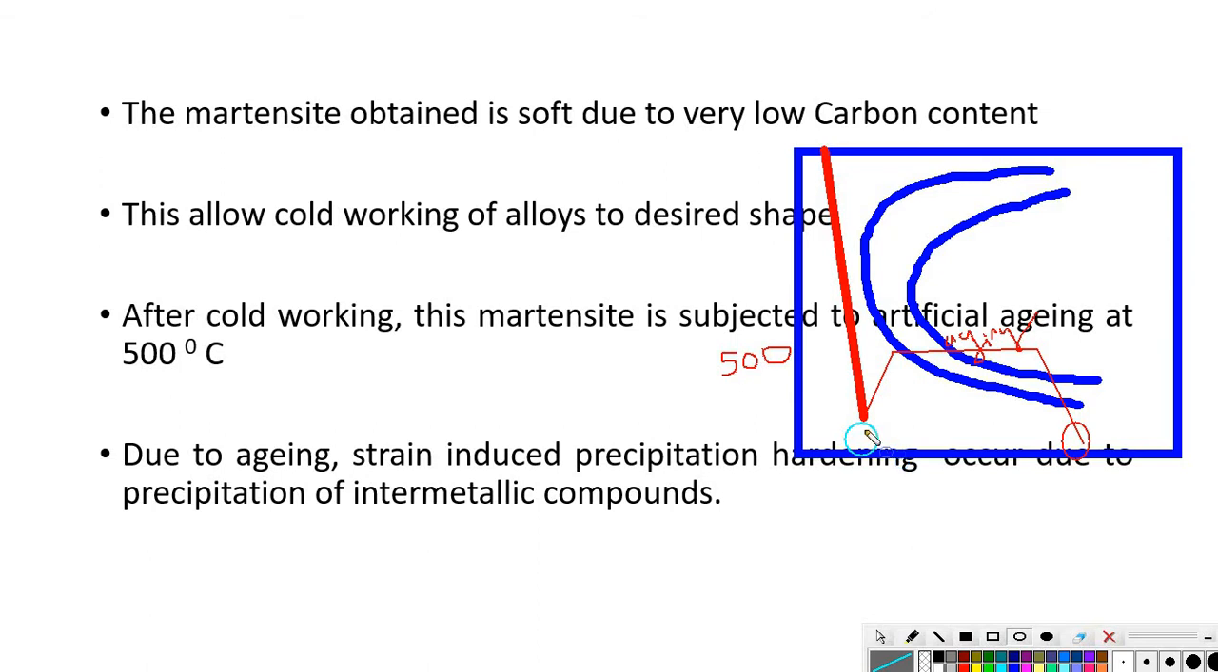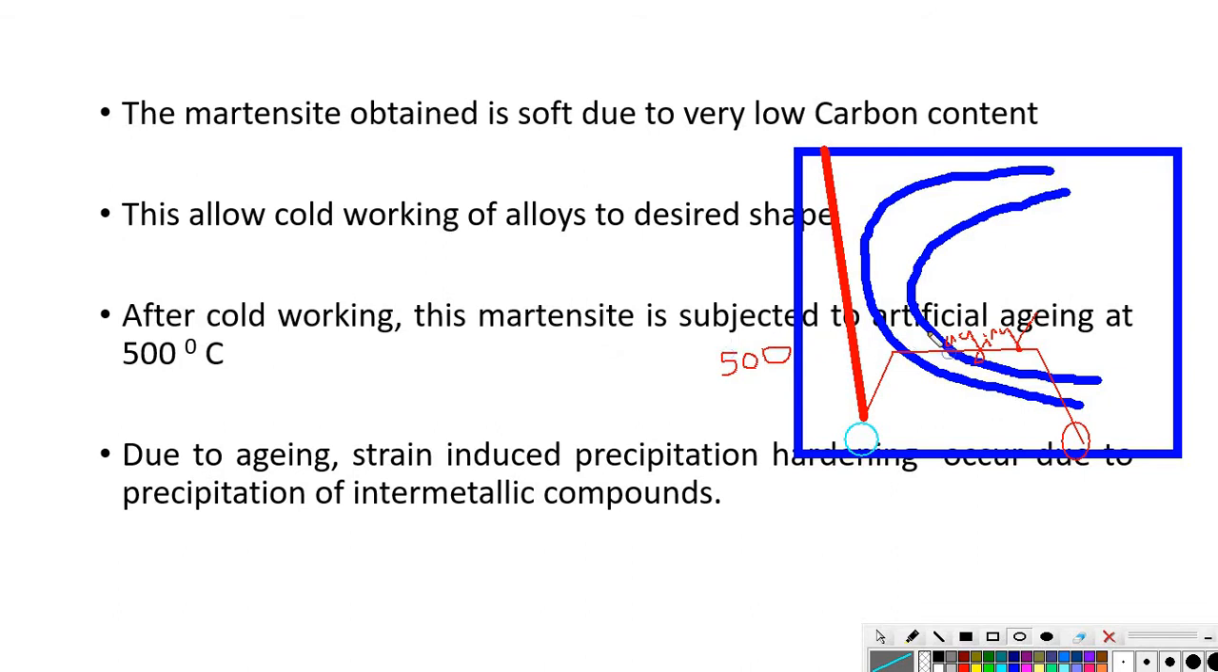So at the end, we make a product. For example, a connecting rod is made at the end of this process. Because this is a very soft material, by applying a very low amount of force, we can convert it into the desired shape. Then after that, the final product is aged. What happens at the end of the aging process? The soft lathe martensite is converted to Maraging steel, which has very high strength and hardness. And that is after cold working.